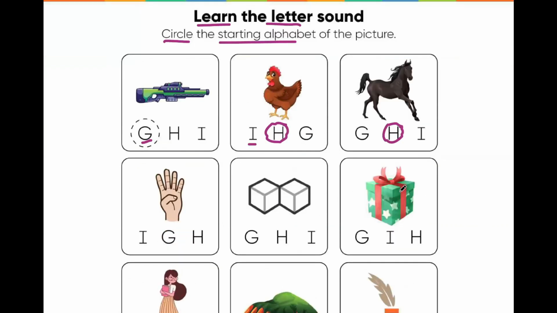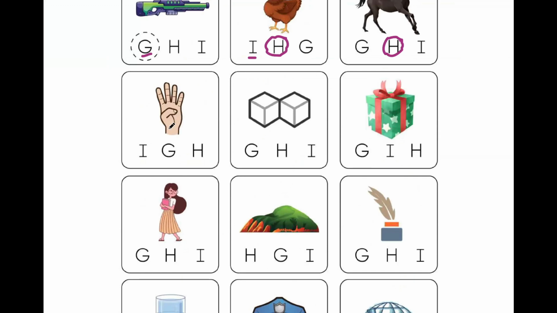Now let's move towards another row. Here you can see that this is the picture of a hand, right? And the word is H-A-N-D, and the starting alphabet of the word hand is H, right? And the sound of the H is her, hand, her, hand. And below that you can see that here we got alphabet I, which is not the right answer, G, which is again not the right answer, but H, which is the right answer, right? And the sound of the alphabet H is her, hand.